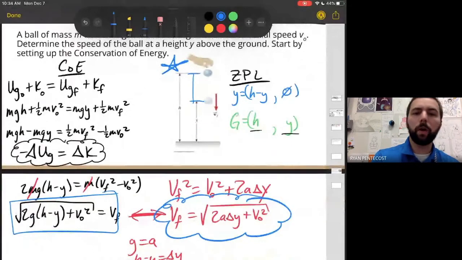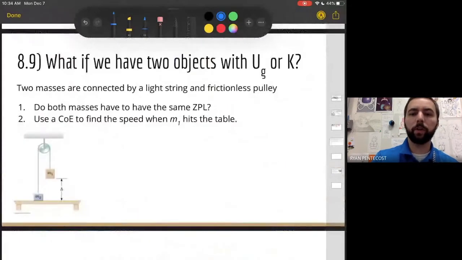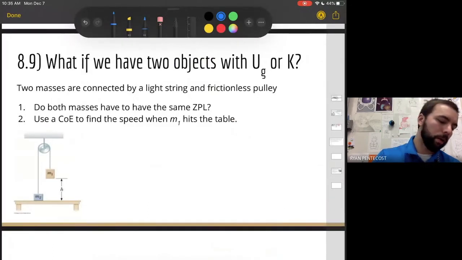So what if we have two objects with potential energy or kinetic energy? Now, we have two masses connected by a light string and a frictionless pulley. So do both masses have to have the same ZPL? No, they don't have to have the same ZPL.